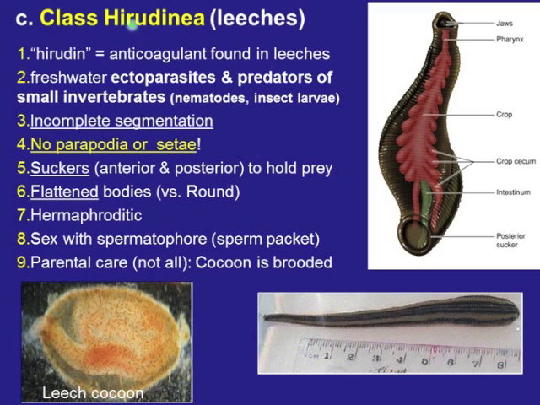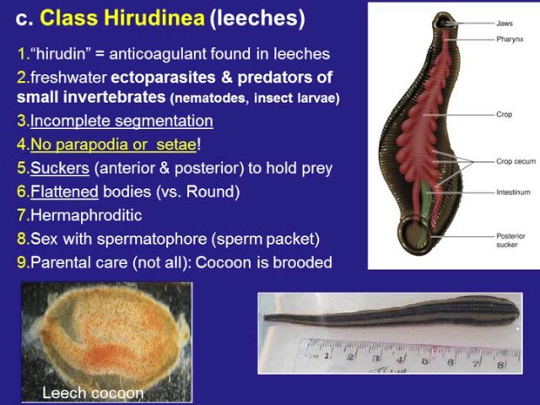The last class within the annelids we'll be discussing are the leeches, class Hirudinea. Hirudin is the name of a chemical that's an anticoagulant found in leeches. Well, why would they need to have an anticoagulant? Some of them are freshwater ectoparasites, and many of them are predators of small invertebrates such as nematodes and insect larvae. In fact, there are no ectoparasitic leeches found in the state of Arizona or Utah. So if you find a leech that is on your skin, it is not an ectoparasite.